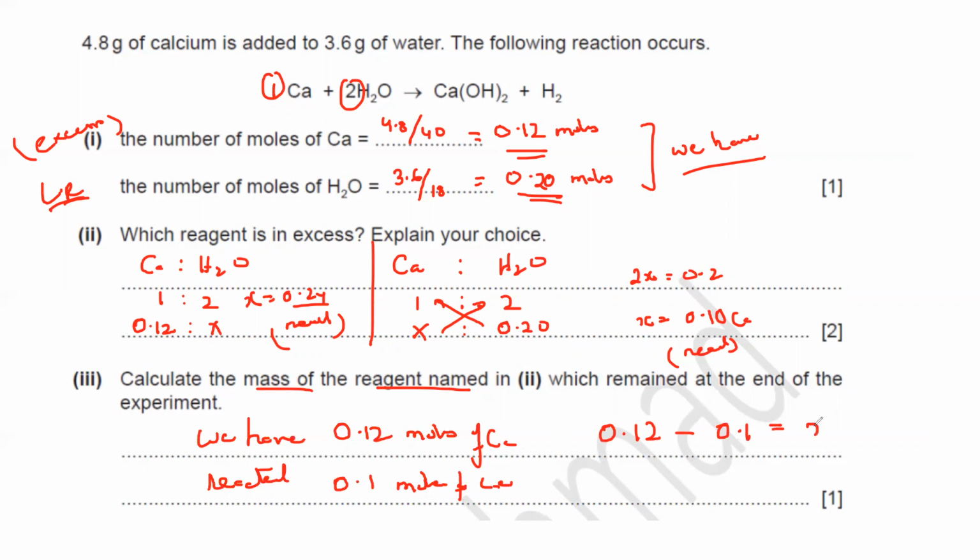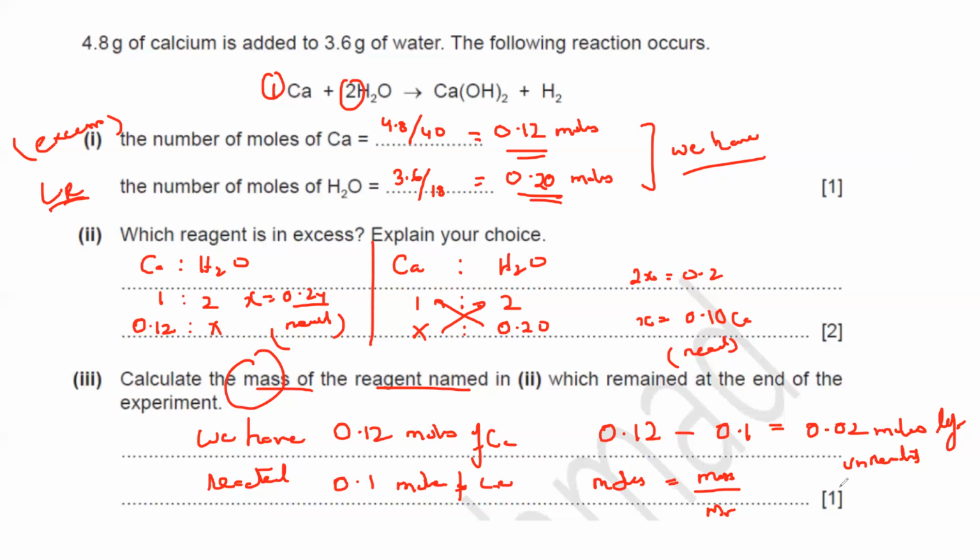So how many moles will be left? 0.02 moles will be left unreacted. Means these are the moles of calcium which do not react. But in the question, we need the mass of the reagent that is unreacted. So how will we get the mass? We have the formula: moles equal mass in gram divided by molar mass.